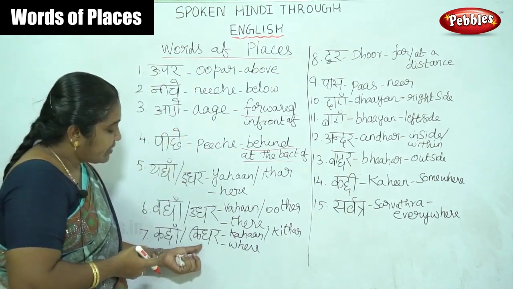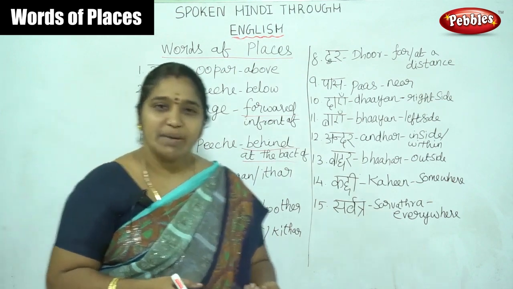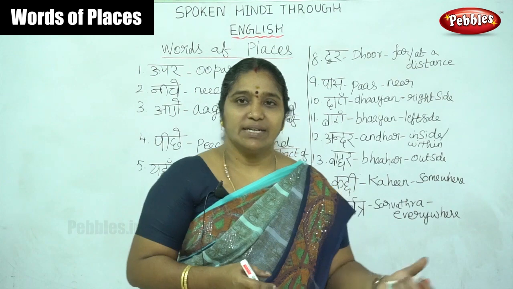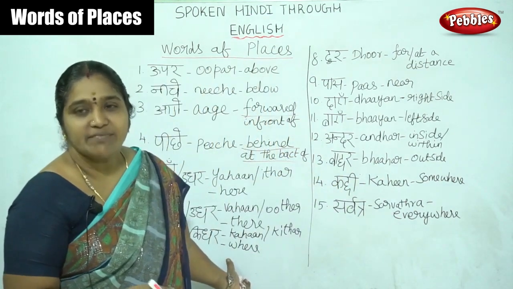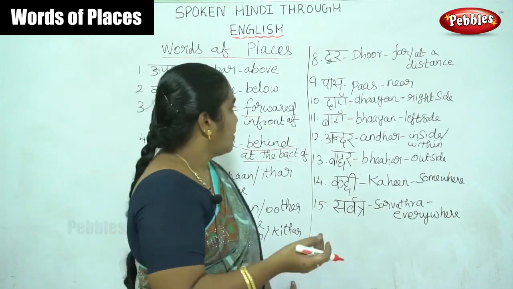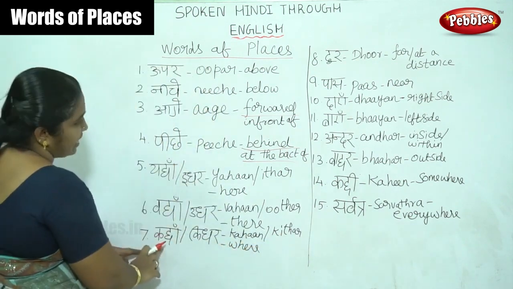The use of किधर, we can say बच्चा किधर है means where is the baby. These are the seven places we have known.